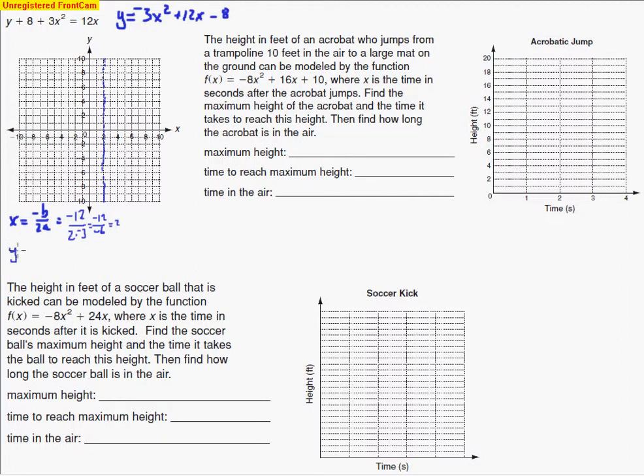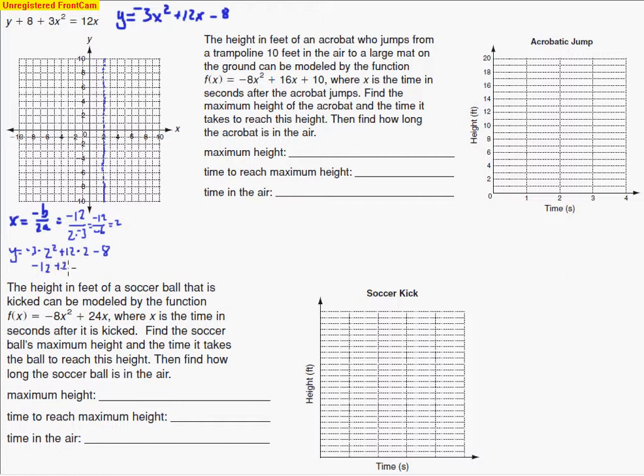So the next thing to do is find the y component of the vertex. This is the x component of the vertex. And so I just take that 2 and put it in for these x's. So it's negative 3 times 2 squared, plus 12 times 2, and then a minus 8. And so I do some work there. 2 squared is 4. 4 times negative 3 makes negative 12.